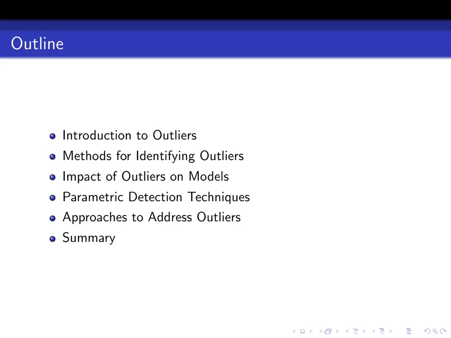First, we'll introduce outliers and their significance in data analysis. Then, we'll discuss methods for identifying outliers, including graphical and statistical techniques. Next, we'll look at the impact outliers can have on models, followed by parametric detection methods such as Tukey's fences and Z-scores. Finally, we'll explore approaches to address outliers before summarizing everything we've learned.